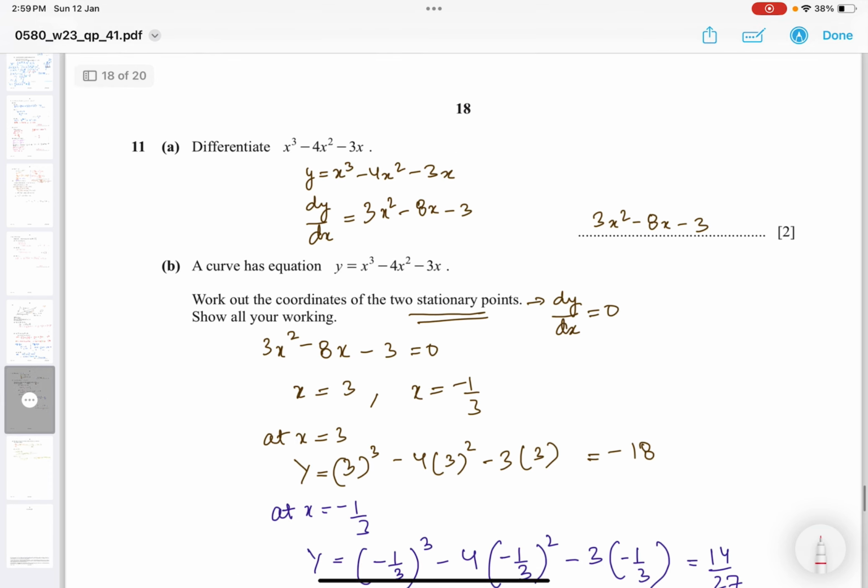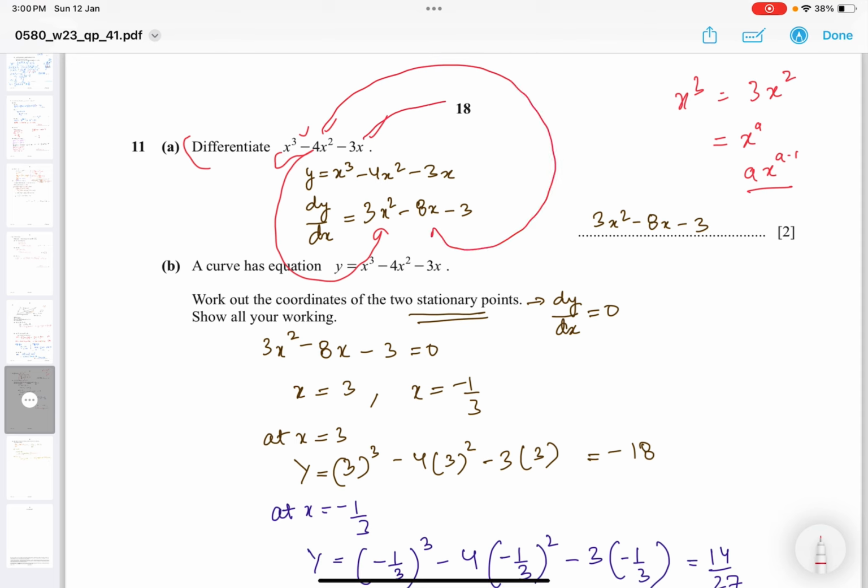So let's start. The last question says differentiate x cubed minus 4x squared minus 3x. How do we differentiate x cubed? It is 3x to the power 2. What was the formula for differentiating x to the power a? It was a x to the power a minus 1, yes or no? Like this, we will differentiate each term. x cubed gives 3x squared, 4x squared gives 8x, and 3x gives 3. So our answer would be 3x squared minus 8x minus 3.